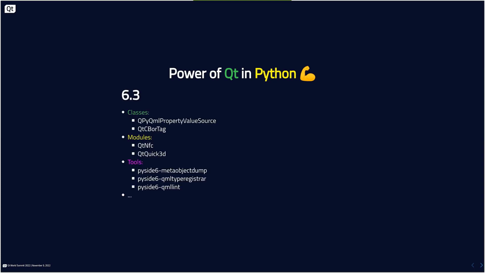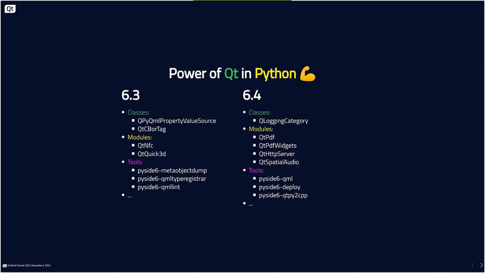In Qt for Python 6.3, following the Qt 6.3 release, we added the class QPyQmlPropertyValueSource, and a couple of modules like Qt NFC and Qt Quick 3D, and a couple more tools, like PySide meta object dump, PySide QML type register, and PySide QML-lint. Some of these tools are wrappers around the C++ tool, and some of these tools are completely new to Qt for Python to make Qt for Python development much easier for you. In Qt for Python 6.4, we added the class QLoggingCategory, a couple of new modules like Qt PDF and Qt HTTP server, and a couple of new tools like PySide QML, PySide deploy, and PySide QtPy to CPP. I'll be exploring PySide QML and PySide deploy in more detail in the coming slides.